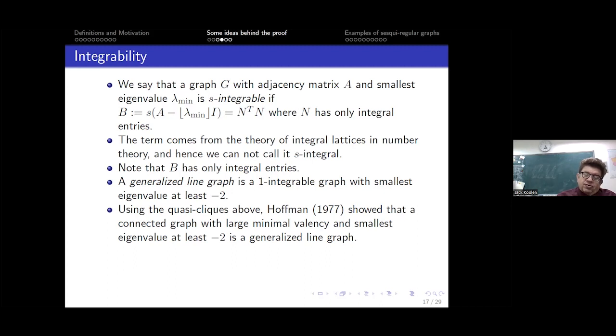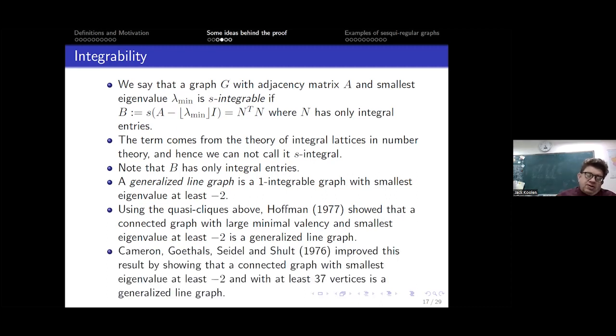And using the quasi-cliques above, Hoffman showed that a connected graph with large minimal valency and smallest eigenvalue at least -2 is a generalized line graph. So that is what he showed. And a year before, in 1976, Cameron, Goethals, Seidel, and Shult showed something better, because they showed that a connected graph with smallest eigenvalue at least -2 and with at least 37 vertices is a generalized line graph. They also show if it is not a generalized line graph, then you can say quite a bit about the graph. We know all the maximal graphs, so we know in principle all the graphs that are not generalized line graphs with smallest eigenvalue at least -2. But the proofs are very different.